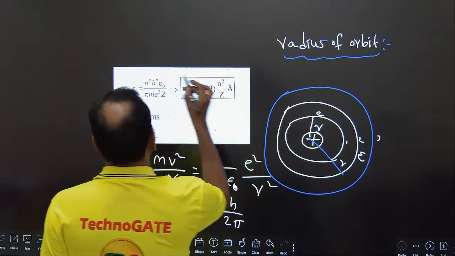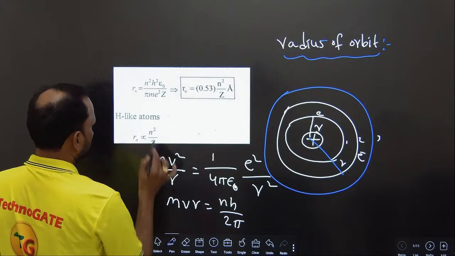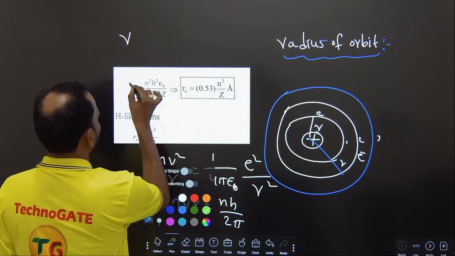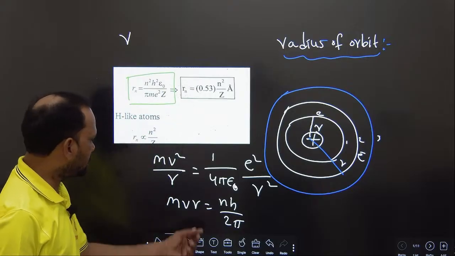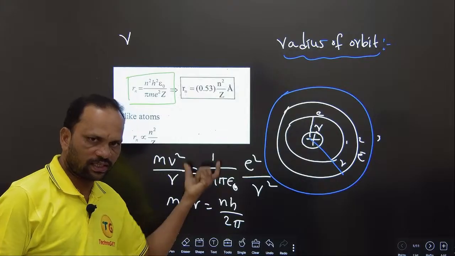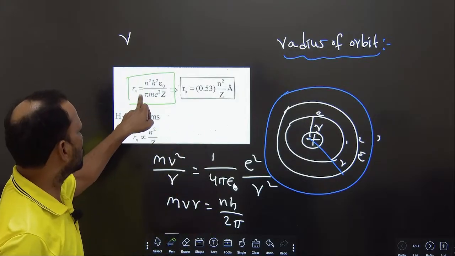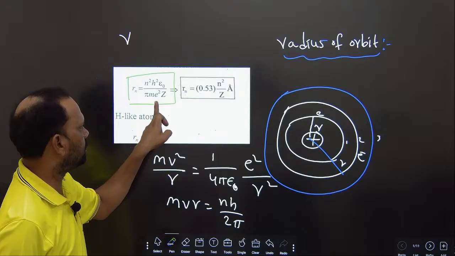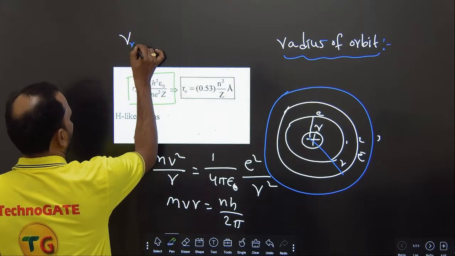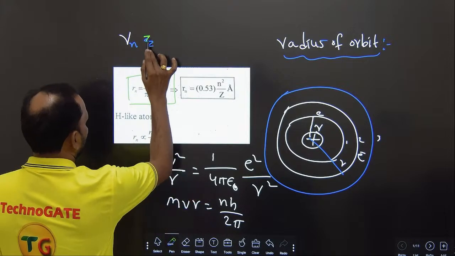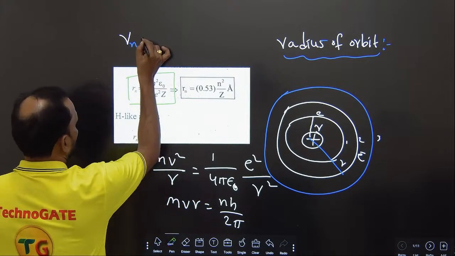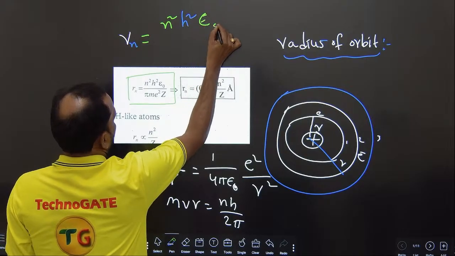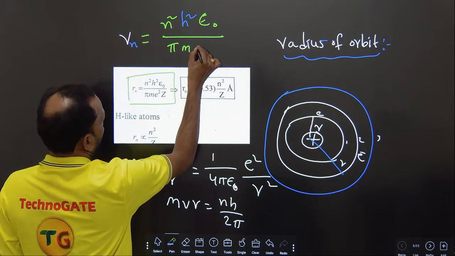By rearranging these two equations, we get Rn is equal to n square h square epsilon naught by pi m e square z.